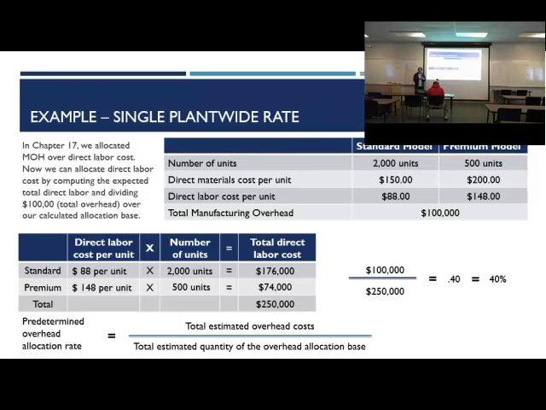Okay? So the way that we figure out predetermined overhead rate is we take the estimated overhead cost, which would be $100,000, because it tells you total manufacturing overhead is about $100,000, and divide it by our cost driver. What's our cost driver? Direct labor what? Cost. How do you calculate estimated direct labor cost? Take what? Well, how do we calculate the 250?